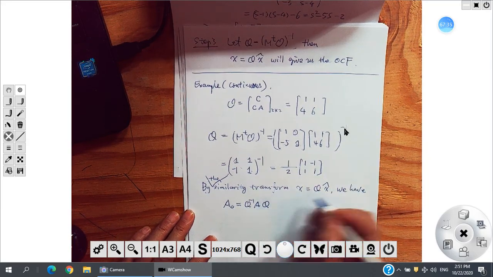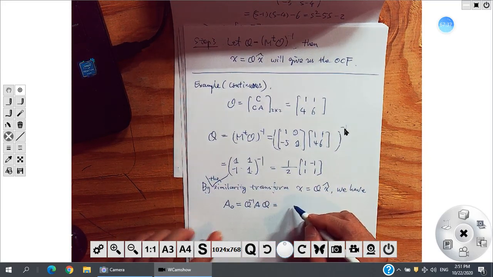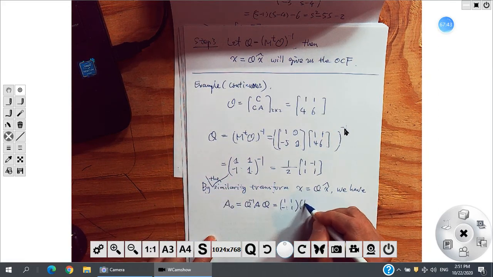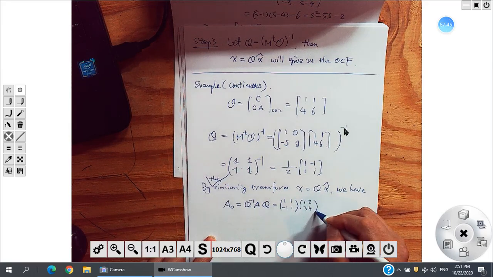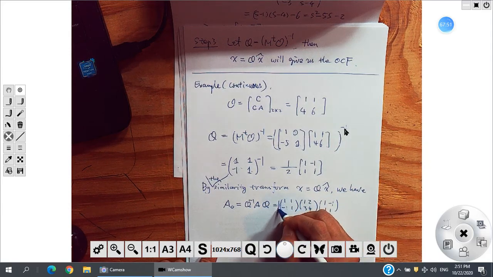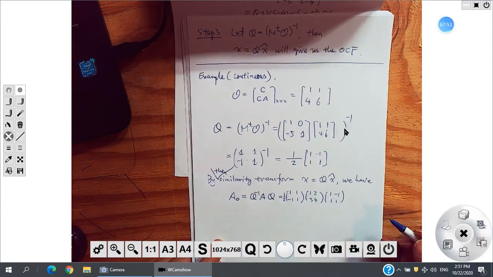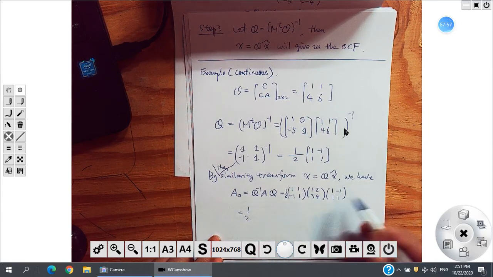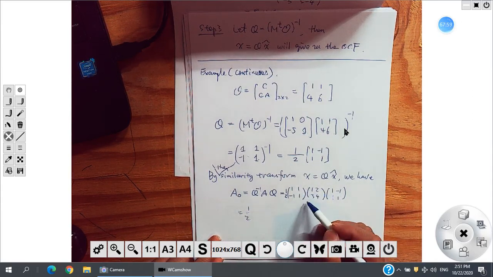So what are these matrices? Q inverse is just this one, right? It's 1, 1, -1, 1. This is Q inverse. And A is 1, 2, 3, 4. And the Q is 1/2 times 1, -1, 1, 1. I put 1/2 in the front. Constant, right? Then this is 1/2 times, okay, the first two matrices I multiply together.